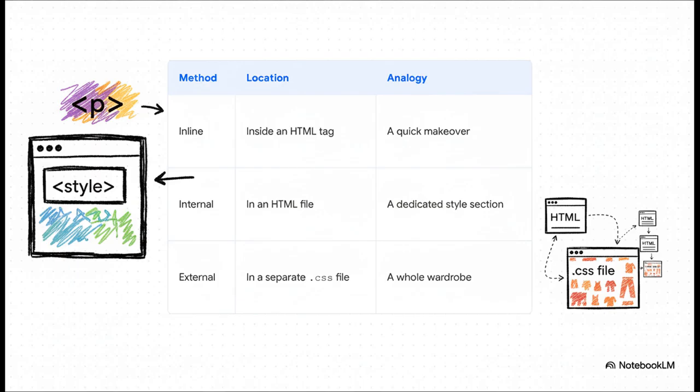But the real powerhouse, the one you'll use most often, is an external style sheet. This is like having a whole separate wardrobe for your website, where you define all your styles in one place to keep everything consistent. It's so much more organized.